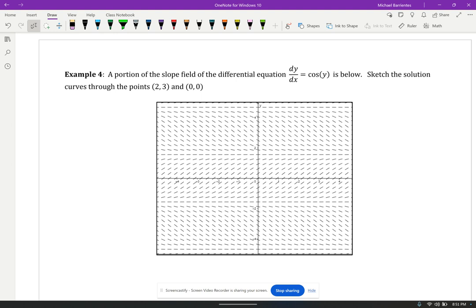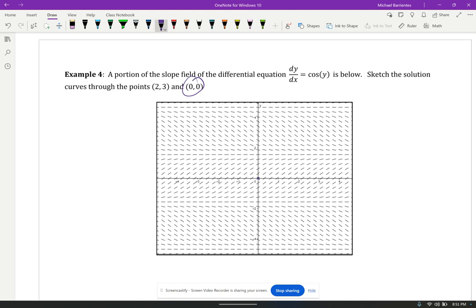A portion of a slope field of the differential equation dy/dx equals cosine of y is given below. Sketch the solution curves, so there are two curves, through the points (2, 3) and (0, 0). So we're going to do one at (0, 0). We're going to do one at (2, 3). So let's start with maybe the more obvious one, which is at (0, 0).